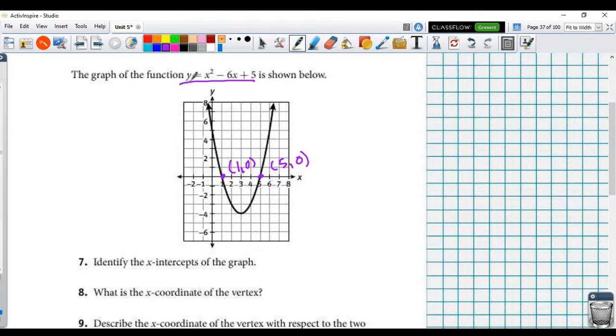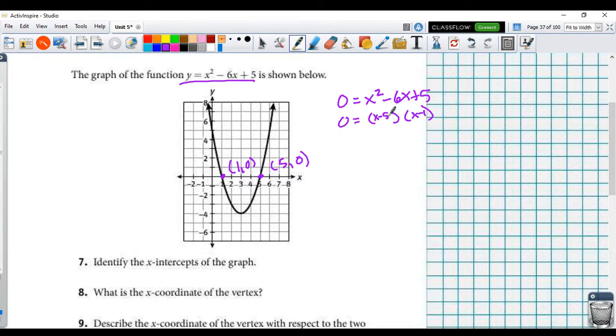So we know that the x-intercept occurs whenever y is equal to 0. So I'm going to replace y with 0, and then we will factor to solve the equation. There's no GCF, so x squared minus 6x plus 5 factors into (x minus 5) times (x minus 1). Okay, that gives you that negative 6x in the middle.